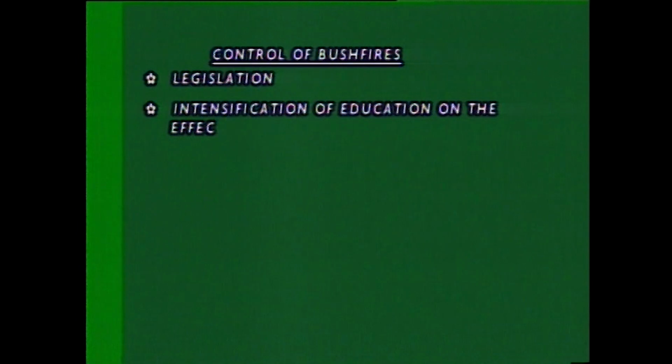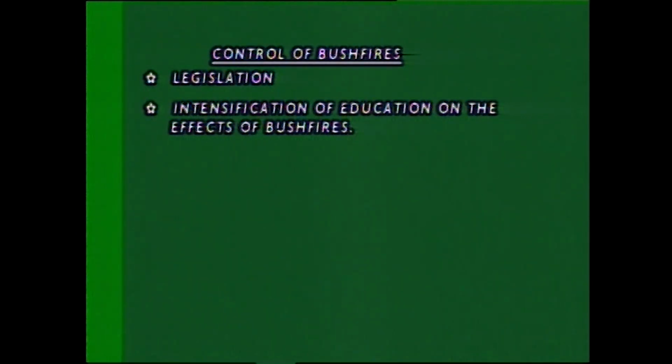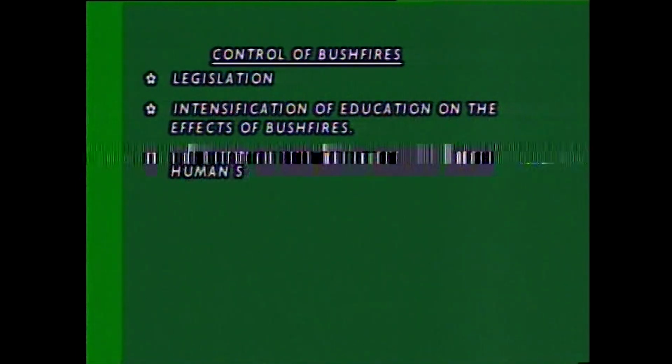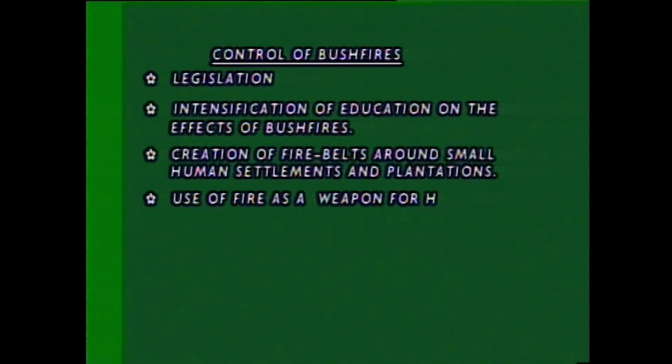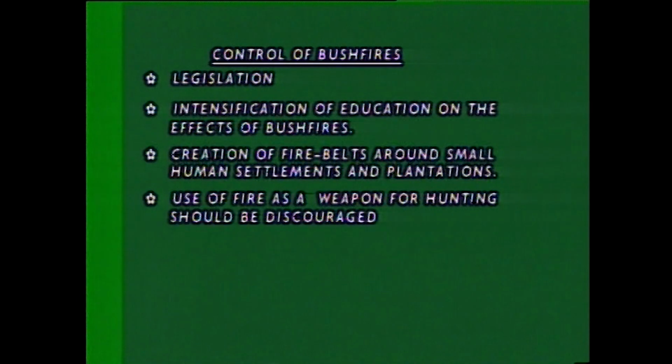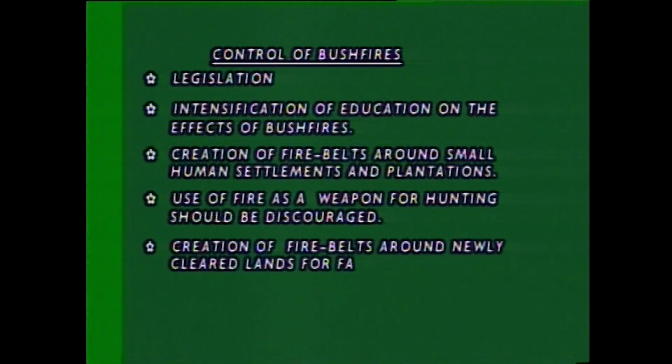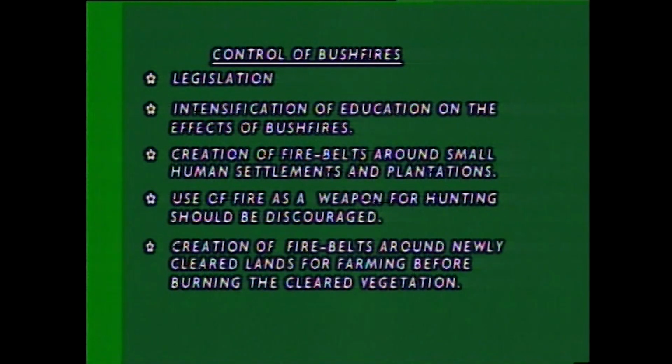Control of bushfires. Legislation. Intensification of education on the effects of bushfires. Creation of fire belts around small human settlements and plantations. Use of fire as a weapon for hunting should be discouraged. Creation of fire belts around newly cleared lands for farming before burning the cleared vegetation.